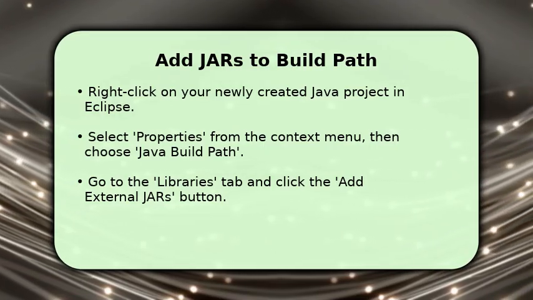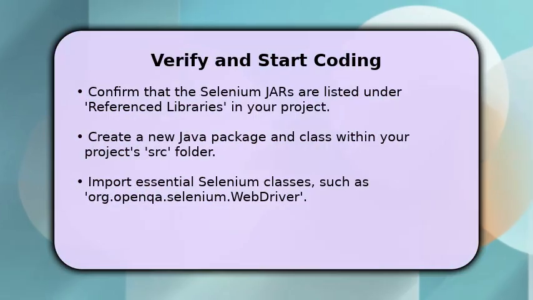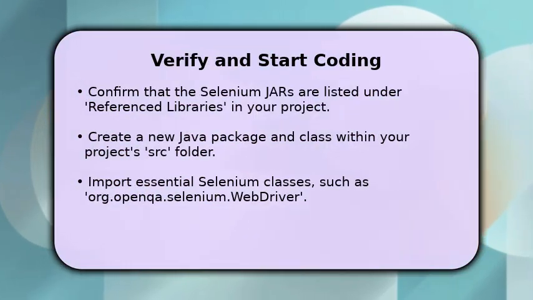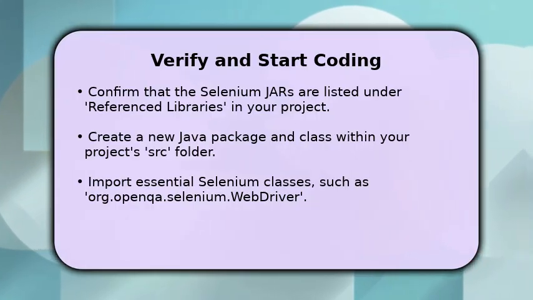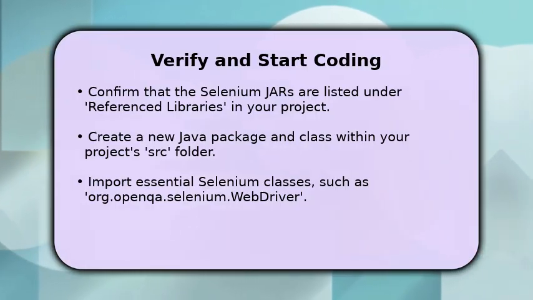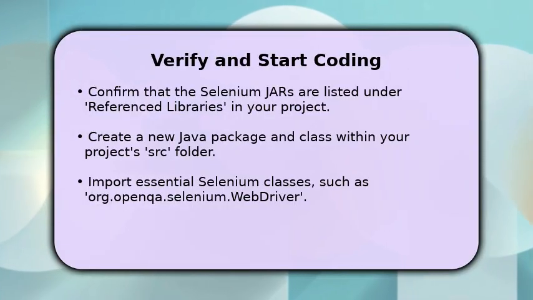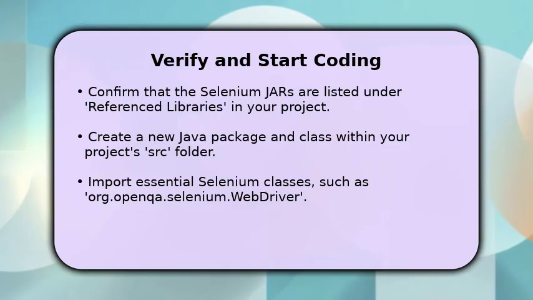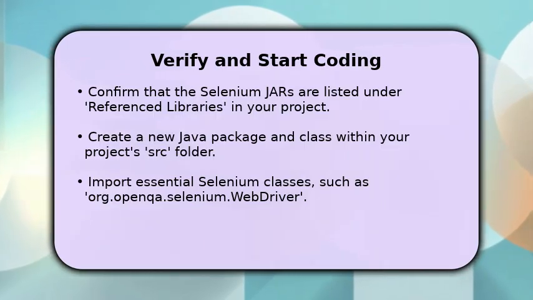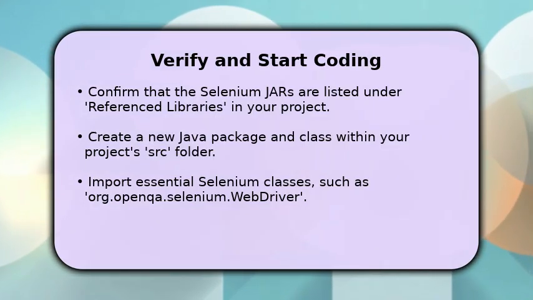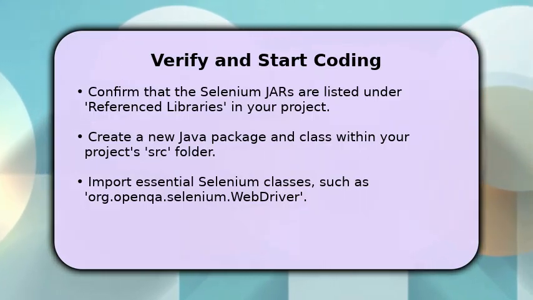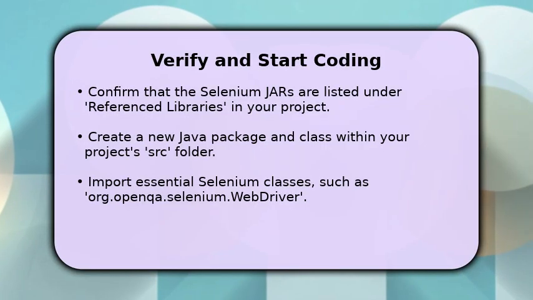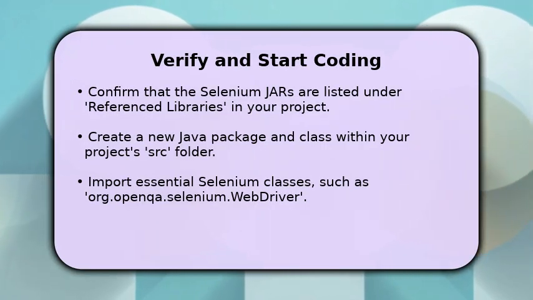Click Apply and Close. To verify your setup, expand your project in Eclipse and look for Referenced Libraries. You should see all the Selenium JARs listed there. Now, create a new Java package and class within your project's source folder. Remember to import necessary Selenium classes, like WebDriver, at the top of your Java file. With these steps complete, you are all set to begin writing your powerful automated web tests using the Selenium WebDriver API.